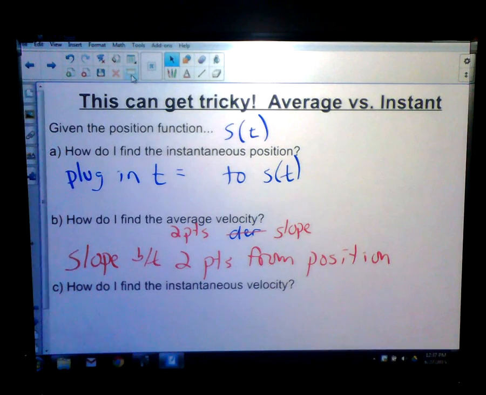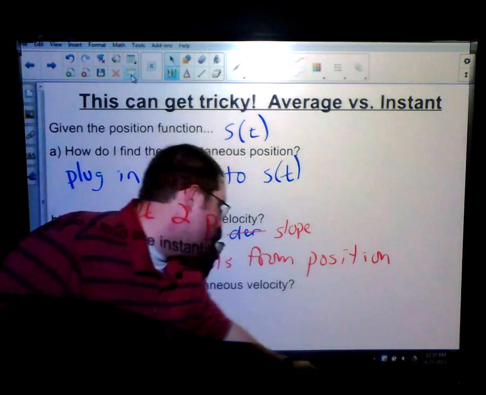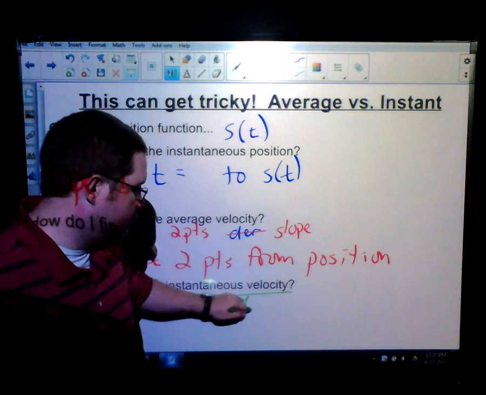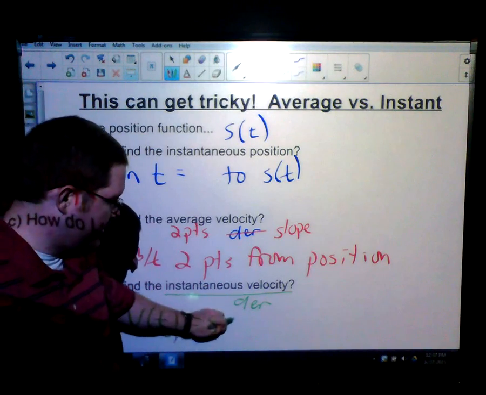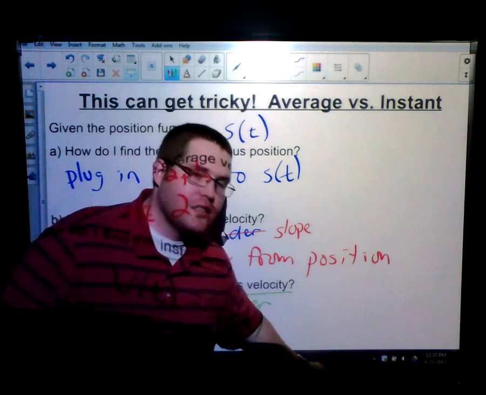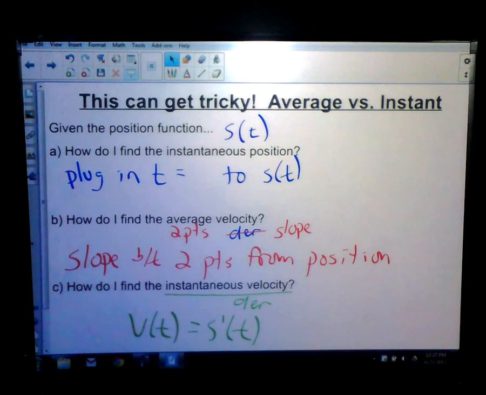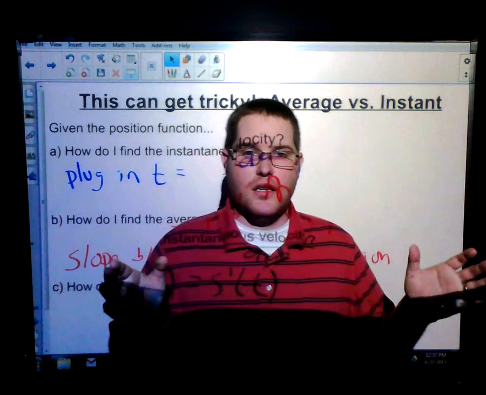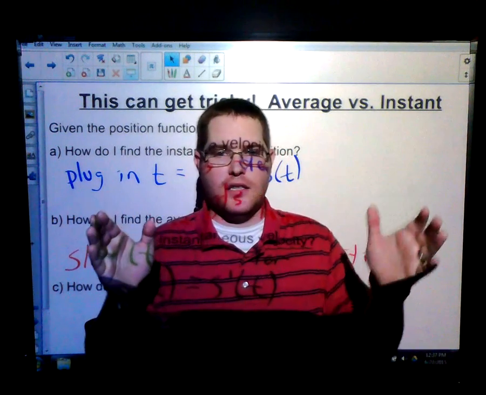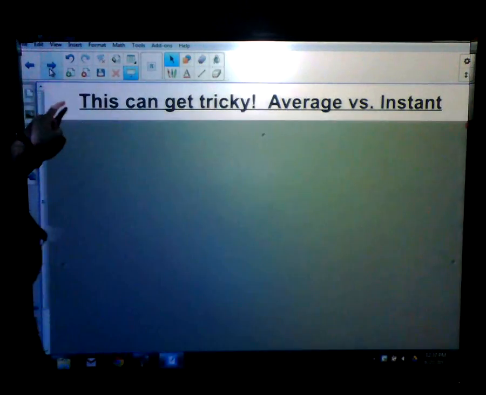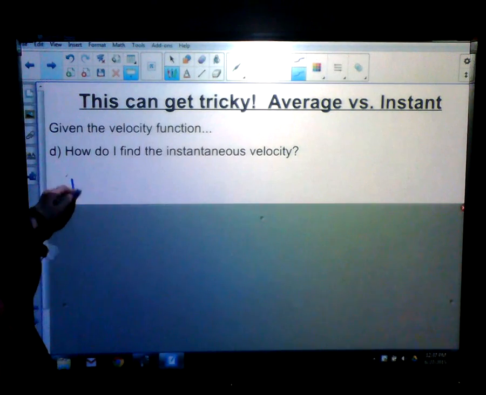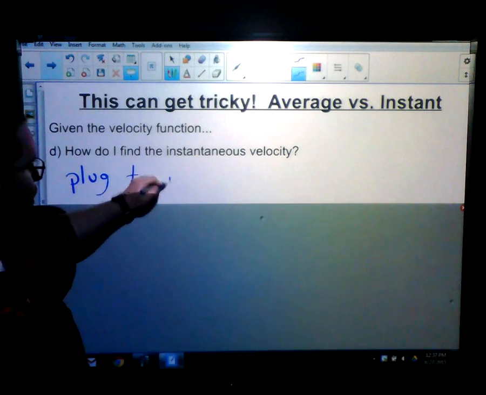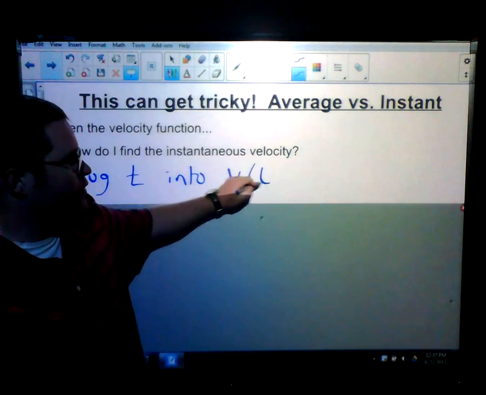How about the instantaneous velocity? Now I know that instantaneous velocity means derivative. So I want the derivative of position. So I take my position, take the derivative of it, and that's velocity. This relationship between position and velocity also holds true for velocity and acceleration. So how do I find the instantaneous velocity? I plug t into the velocity equation.